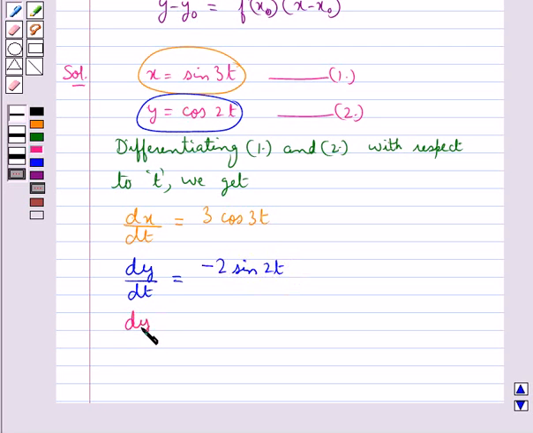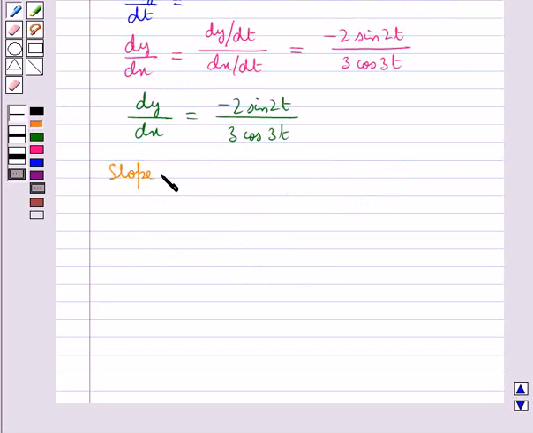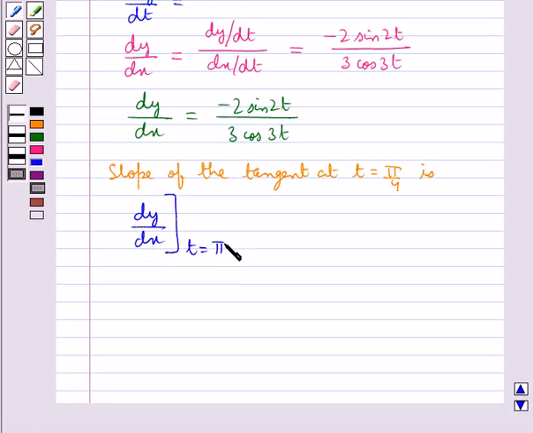Then next we have dy by dx is equal to dy by dt upon dx by dt, that is, this is equal to minus 2 sin 2t upon 3 cos 3t. Thus we get dy by dx is equal to minus 2 sin 2t upon 3 cos 3t. Next we need to find the slope of the tangent at t equal to pi by 4. It is given by dy by dx at t equal to pi by 4.